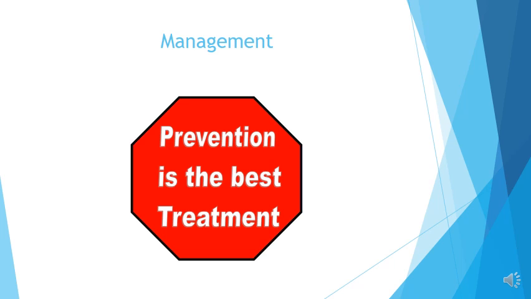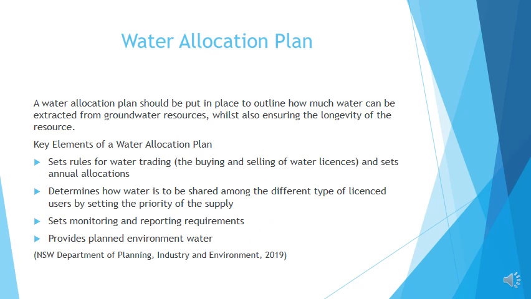The key to management is prevention, because once a bore or aquifer has become encroached with seawater, there is little to be done to reverse this. Therefore, managing human activities is essential to sustain groundwater supplies. This can be achieved through setting water allocations and the reuse of treated wastewater.